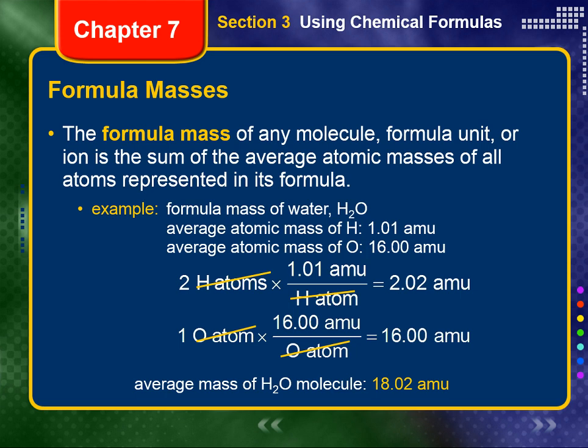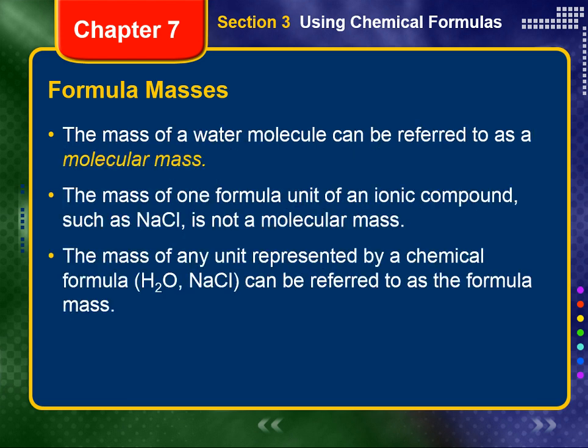The mass of a water molecule is found by summing the masses of the 3 atoms in the molecule. In the calculation, the average atomic masses have been rounded to 2 decimal places. The mass of a water molecule can be correctly referred to as a molecular mass. The mass of 1 sodium chloride formula unit, on the other hand, is not a molecular mass because sodium chloride is an ionic compound. The mass of any unit represented by a chemical formula, whether the unit is a molecule, a formula unit, or an ion, is known as the formula mass.